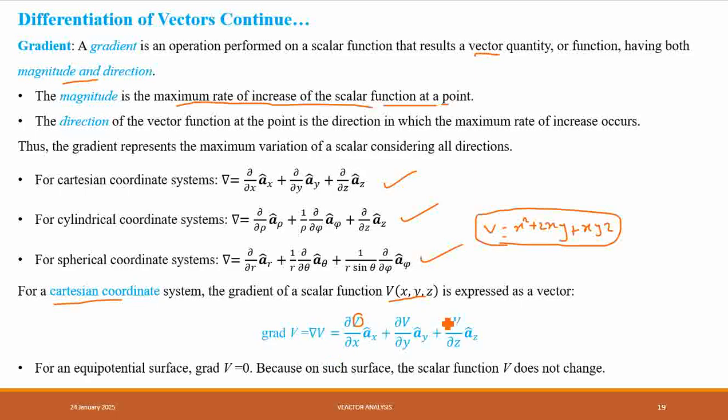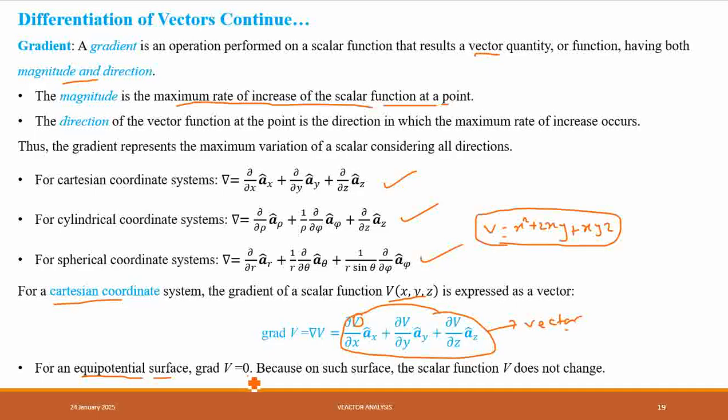Combinedly, you can say this is a vector quantity, isn't it? So here you can say the gradient of any scalar will give a vector. Now, what is the equipotential surface? The equipotential surface will show the gradient of v will be g.